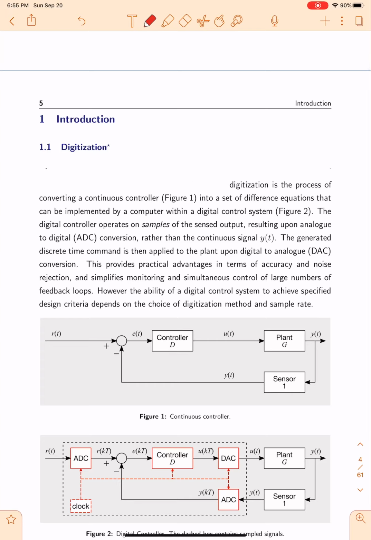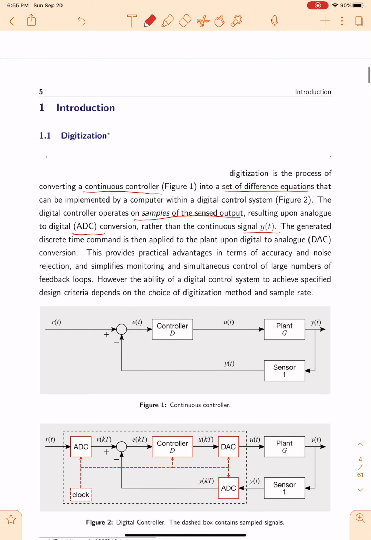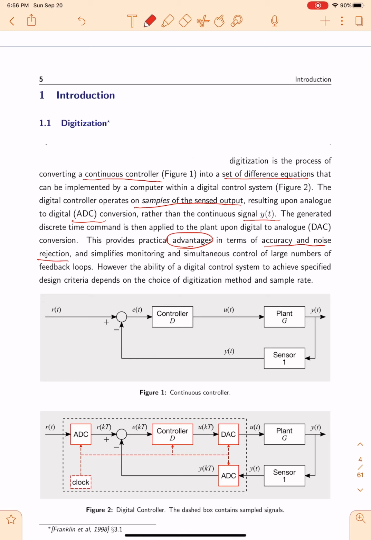So digitalization is a process to convert a continuous controller into a set of difference equations that can be implemented by a computer in a digital control system. The digital control system operates on the samples of the sensed output, resulting from the analog to digital (ADC) conversion, rather than the continuous y(t). The advantages are accuracy and noise rejection. It's important to know these advantages because there will be questions asking about them.